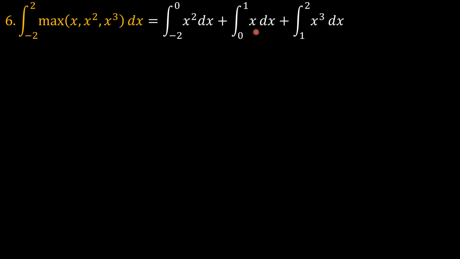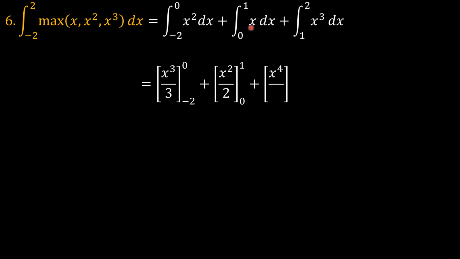As soon as you cross 1, the highest power gives you the maximum value. So x cubed tends to be the maximum value between 1 and 2. So you have these three integrals: between negative 2 and 0, we have x squared. Between 0 and 1, we have x. Between 1 and 2, we have x cubed. And so when this is integrated, you have x cubed over 3, with limits negative 2 and 0. Between 0 and 1, we have x squared over 2. Between 1 and 2, we have x to the power 4 over 4.